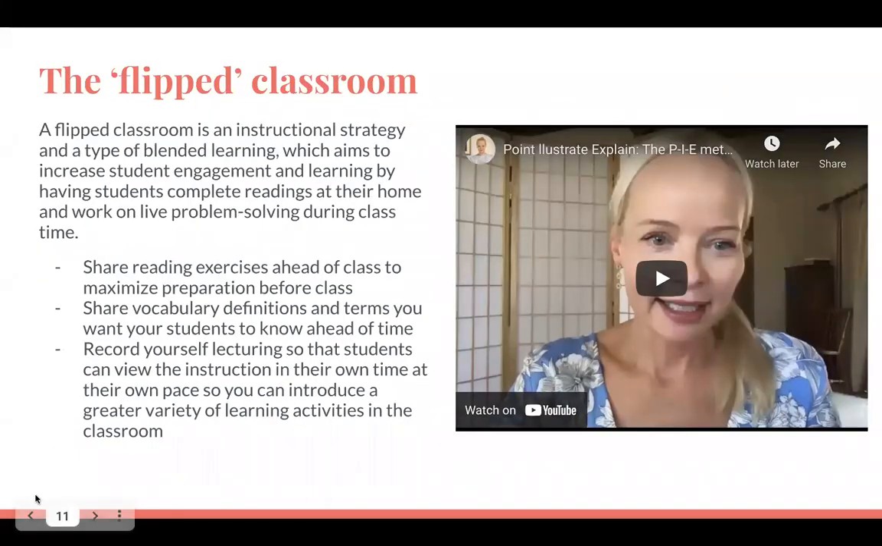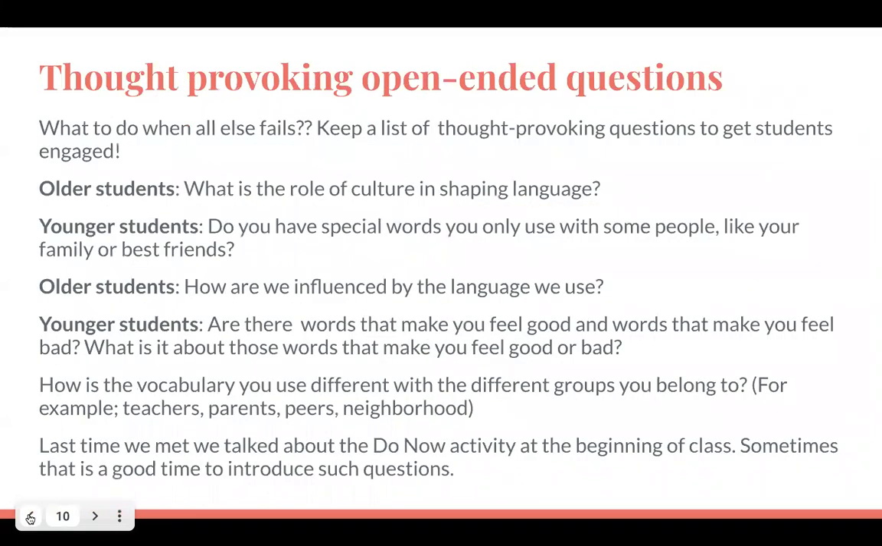Back. How do I go back? So then again, here's a last tip. These are kind of tips for the classroom. Thought-provoking, open-ended questions. I usually keep a few at hand because if all else fails, I can always ask a question that gets them thinking. So keep a list of thought-provoking questions to get your students engaged in the class for every class.